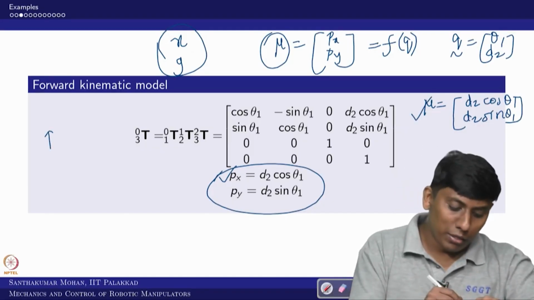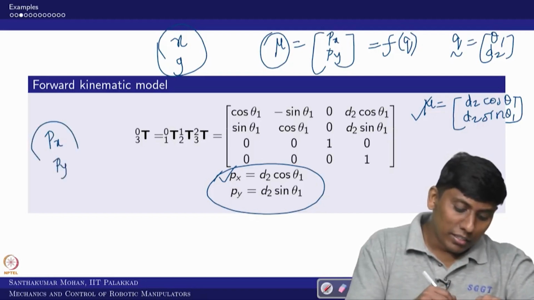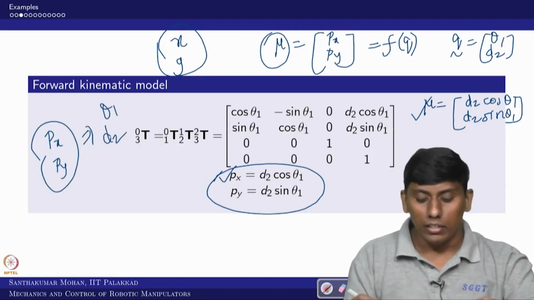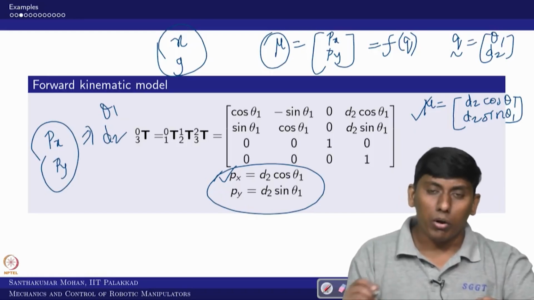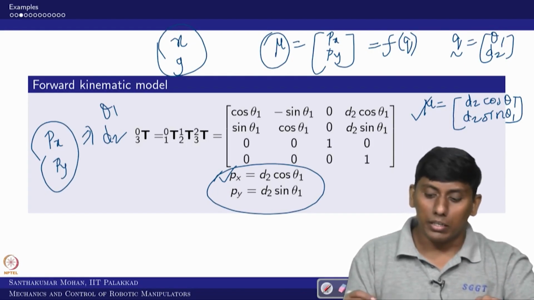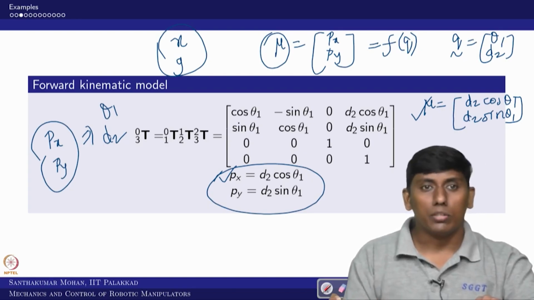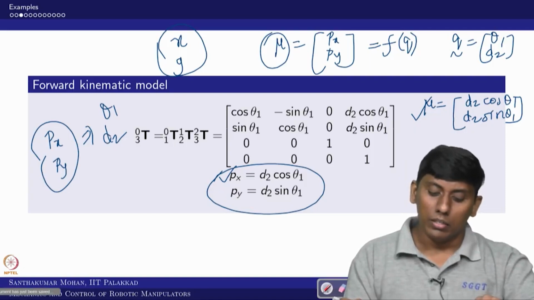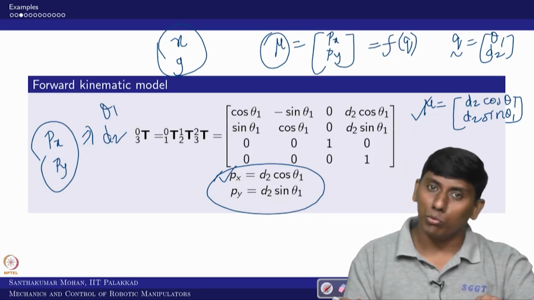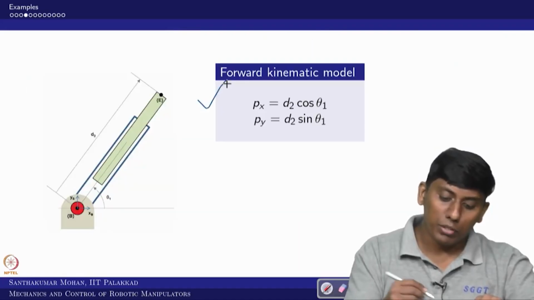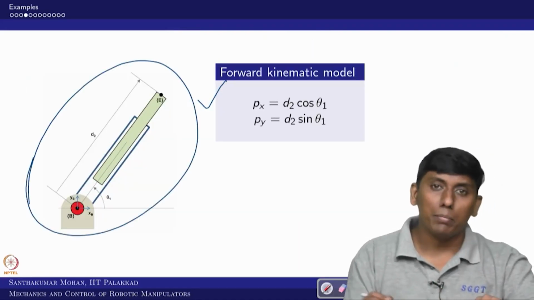Now if I give px and py, can I find theta 1 and d2? Yes, in this case it is straightforward. You square and add, what will come? It will give only d2 squared. You take the square root, that would be your d2, and you take py divided by px, that would give tan theta 1. So that is what we are saying. This is the kinematics for the given PR manipulator.